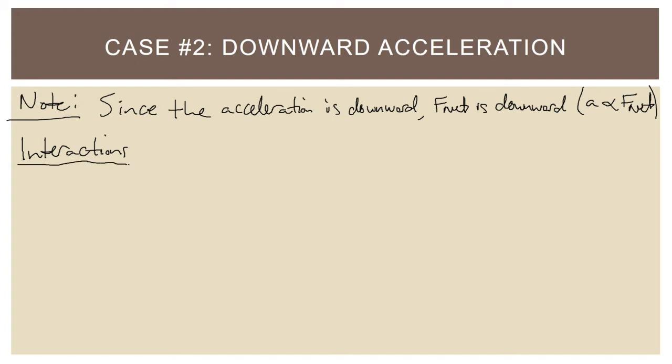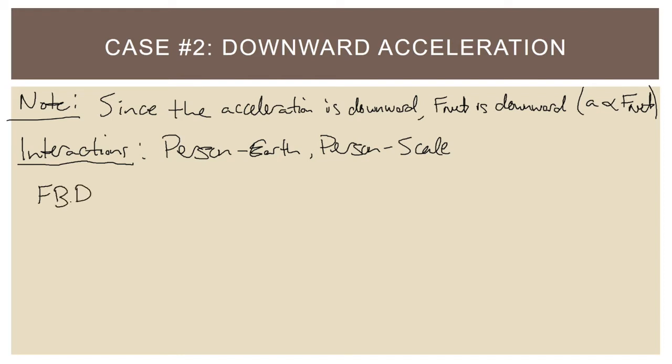And, of course, just like we had last time, we have two interactions. We have the person-Earth interaction, and we have the person-scale interaction. And so our free body diagram is going to look somewhat similar, right? Because it's going to have two forces. Those two forces are going to go in opposite directions. But as we just established in that last note, the direction of the acceleration determines the relative size of the two forces. And so in this particular situation, we have the normal force going up, and we have the gravitational force going down, or the weight going down.